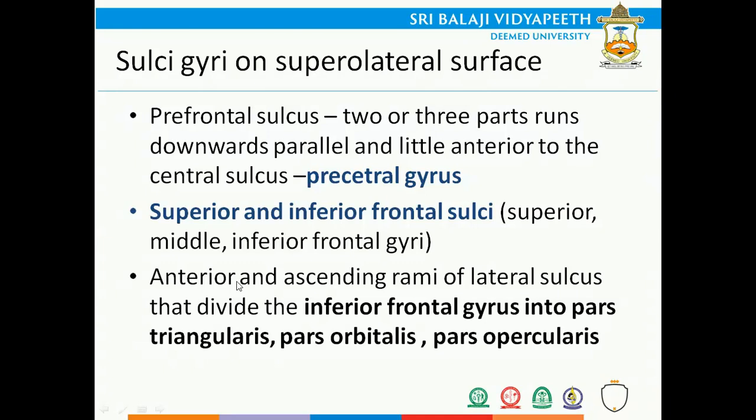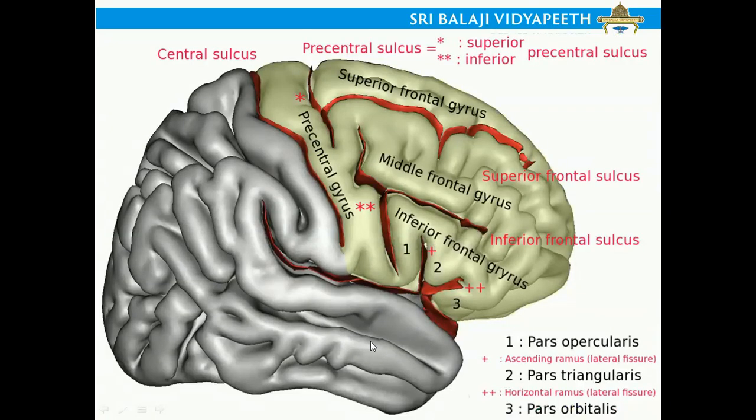Now, the ascending and the anterior rami of the lateral sulcus divide the inferior frontal gyrus into two parts called the pars triangularis and pars opercularis. So the inferior frontal gyrus can be further subdivided into two separate parts, what we call pars triangularis and pars orbicularis. They do have separate functions, which we will start to learn now.